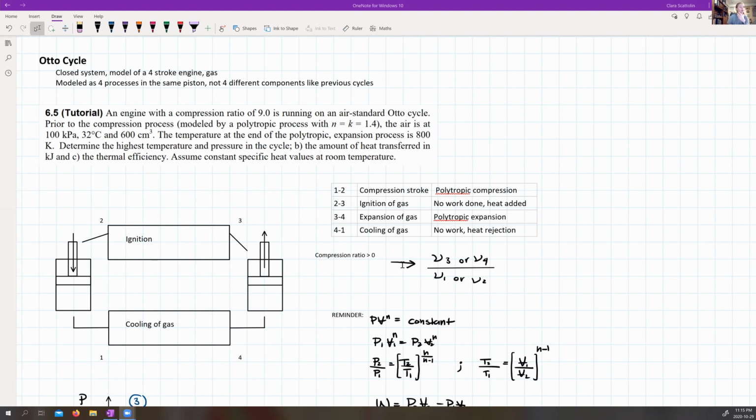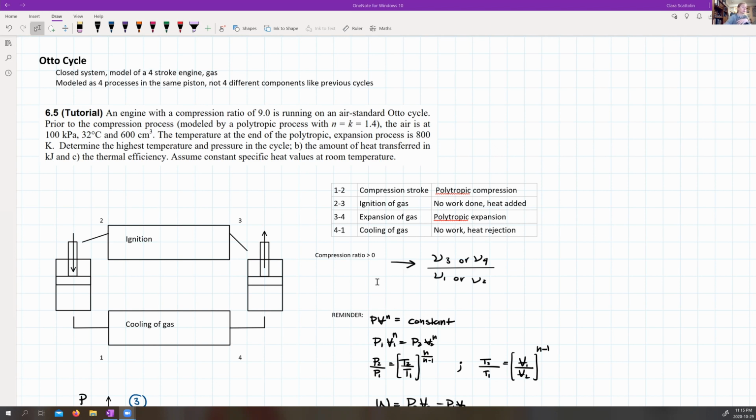Okay, and it's a gas power cycle. So essentially, I have this one piston, and from 1 to 2, it's a compression stroke. So I'm building up pressure. From 2 to 3 is ignition. So while that pressure, that volume is being maintained, I'm igniting it. After ignition, from 3 to 4, I am expanding the gas. And then from 4 to 1, I am cooling the gas.